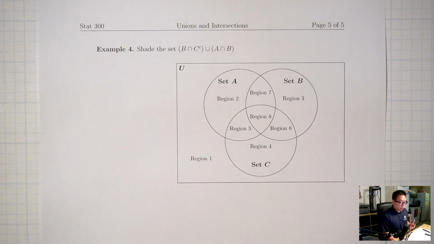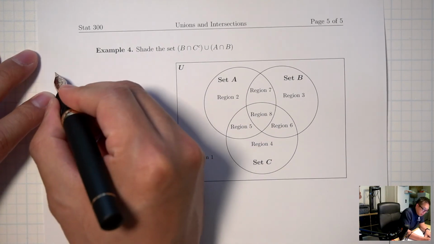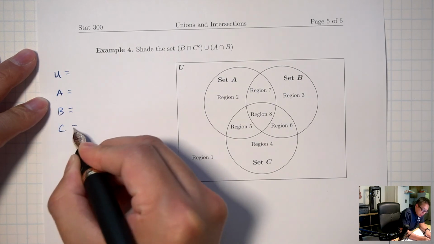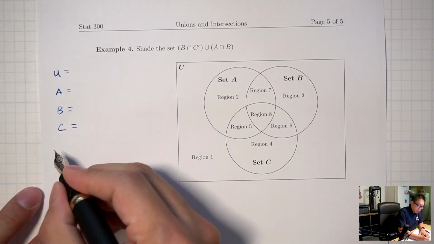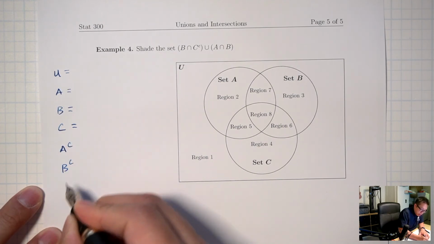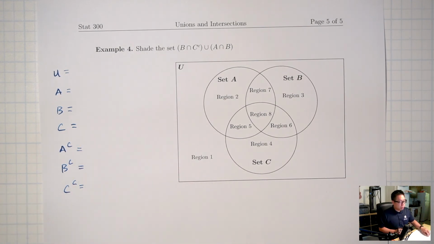All right, example 4. So here we have the exact same Venn diagram picture as the last example. The difference is actually the question. Okay, so I'm going to start this off exactly the same way that I started off example 3. So I'm going to write out regular U, regular A, regular B, regular C, and then the complements also, but not U complement. I want A complement, B complement, and C complement. Okay, so these will be exactly the same as in example 3.